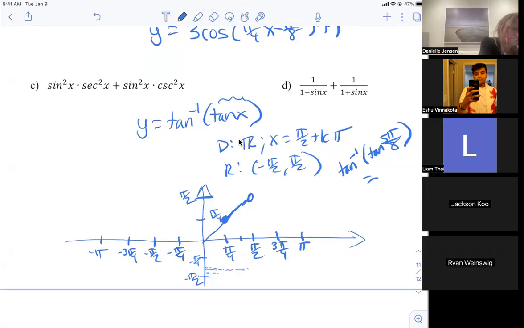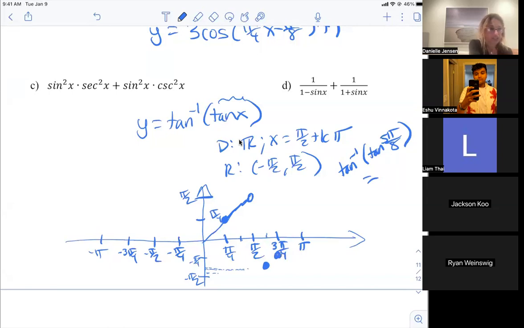What if I put in 5 pi over 8? That's halfway between, so when I put it in, it would be down here. And what about if I put in 3 pi over 4? Tangent of 3 pi over 4 is negative 1, and inverse tan of negative 1 will be negative pi over 4. So down here.